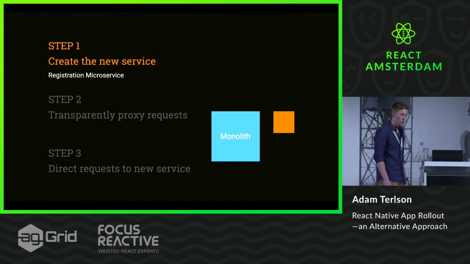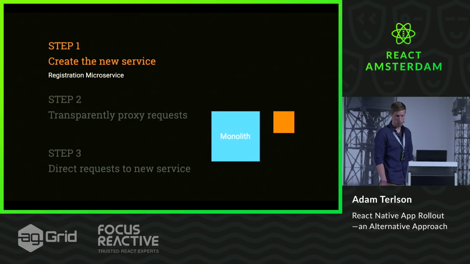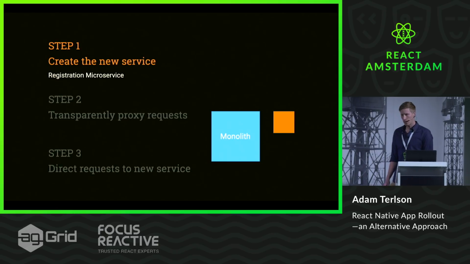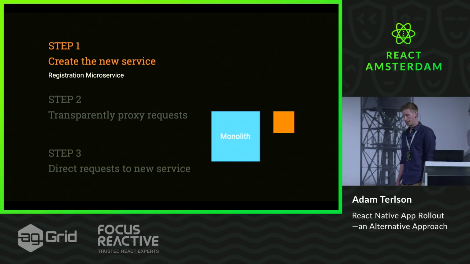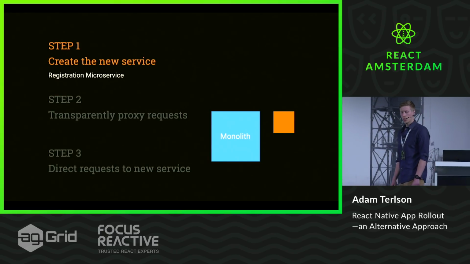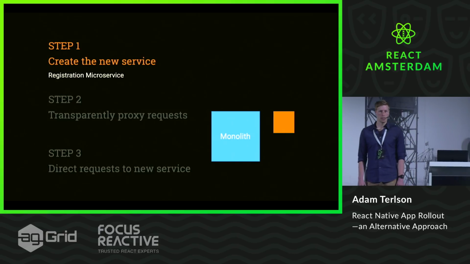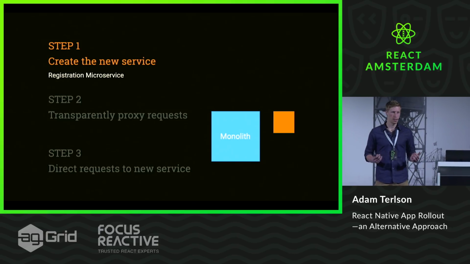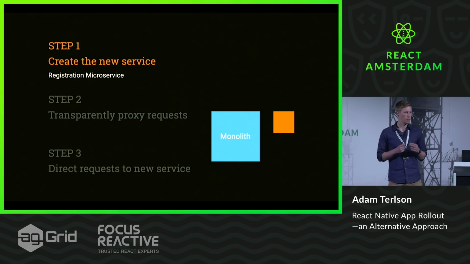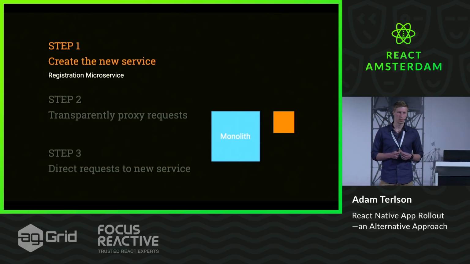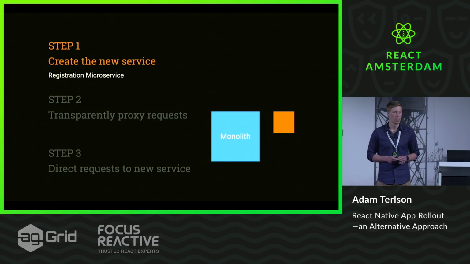So what steps do you have to go through then to implement the Strangler? Well, it's typically just broken down into three. The first is to create the new service. So in the case of migrating from a monolith into microservices, you simply have to pick the first service that you'd like to build. So for example, perhaps we want to build a new registration service.